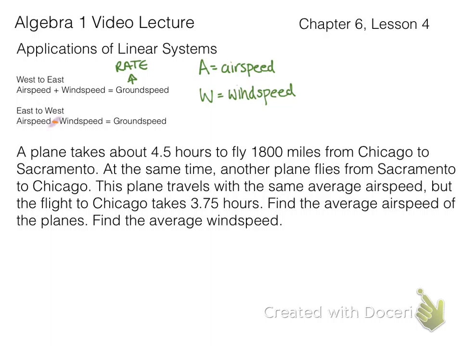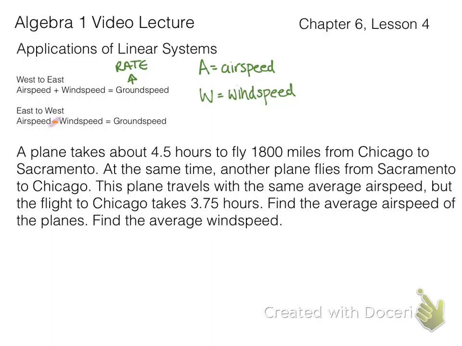Okay, and that again goes back to the car. West to east would be going downhill because the wind speed is helping the plane go faster, whereas east to west would be going uphill because the wind speed is now fighting your airspeed. So the ground speed of a west to east plane should be faster or higher than the ground speed of an east to west airplane. Okay, so here's our problem.